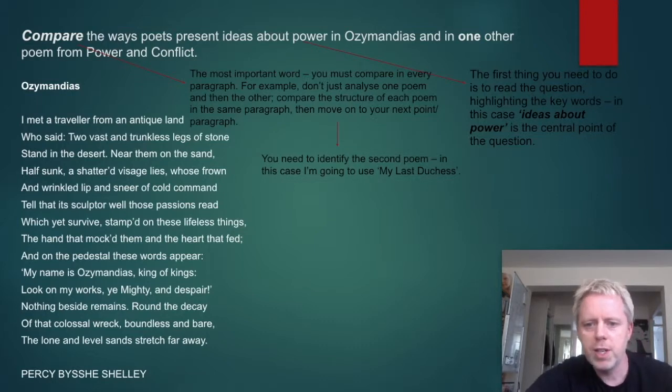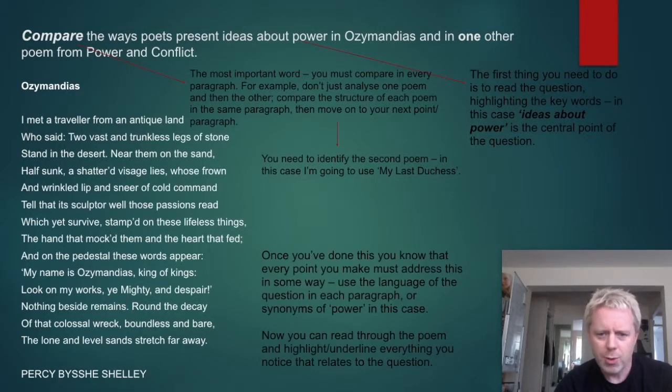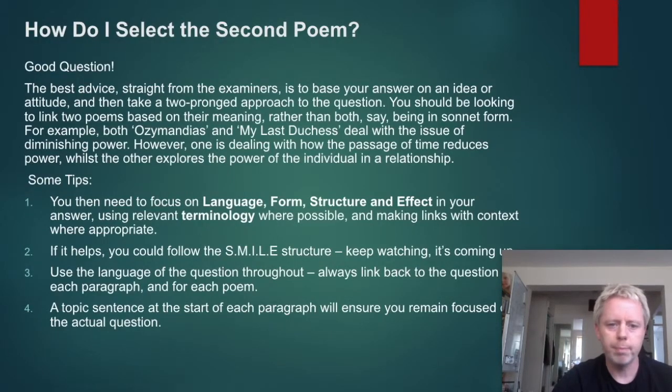But the first thing you need to do is to read the question, highlight the key words. In this case, ideas about power is a central point of the question. Okay, so make sure it's clear. Even highlight that, just so it sticks in your mind. So once you've done this, you know that every point you make must address this in some way. Use the language of the question in each paragraph, or synonyms of power in this case, so control or manipulation are all examples of power. Now you can read through the poem and highlight, underline everything you notice that relates to the question.